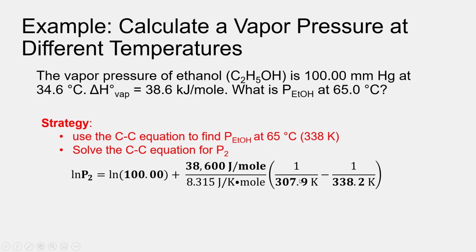So here are my numbers going in. T1 is 307.9 Kelvin, that's 34.6 plus 273.15. T2 is 338.2. We already calculated that one, but my temperatures have to be in Kelvin here. I'm going to take the difference of these two reciprocals and I'm going to multiply that by 38,600 divided by 8.315. Make sure you're using the 8.315 gas constant with the Clausius-Clapeyron equation. We have two versions of that gas constant now. You need the one that's in joules per Kelvin mole. The units matter when you're doing these types of calculations.